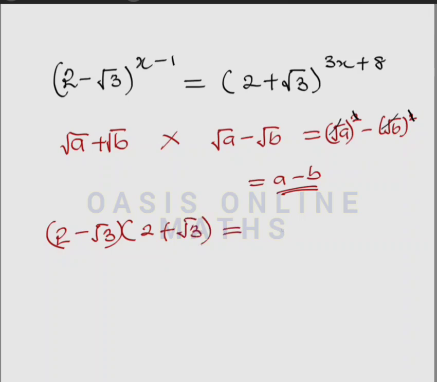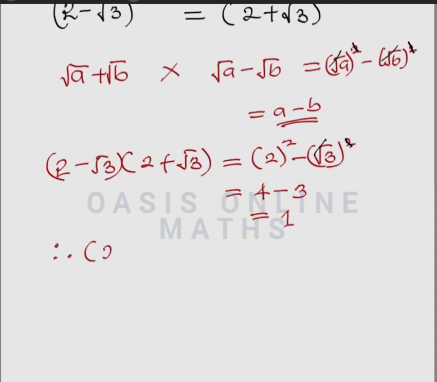We use the same concept, the difference of two squares: the first term, which is 2 all square, minus the second term, root 3 all square. So don't forget the square root will take care of the square. So we have 2 square is 4, minus 3, so we have 1. So it shows that the product of 2 minus root 3 and 2 plus root 3 is equal to 1.